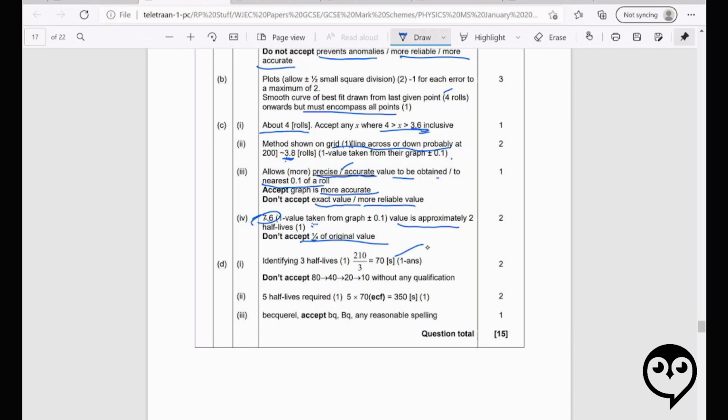We had said 70 seconds. We had said 350. Yeah, we had done those calculations correctly. That's fine. Okay, don't just write this stuff down without saying, hey, that's 1, 2, 3 half-lives. Each arrow you draw is a half-life. Don't just write that down. Okay, becquerel, you can write BQ, capital BQ, any reasonable spelling, but just don't spell becquerel with C-A-T.